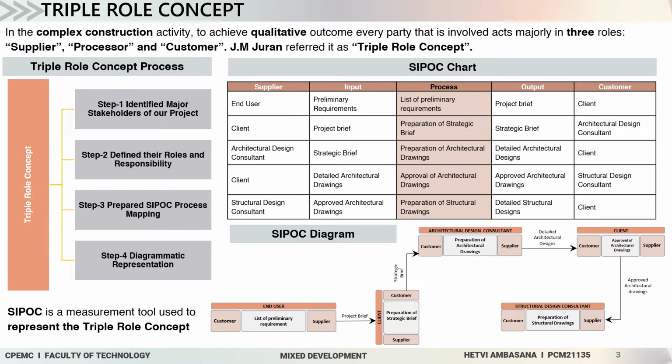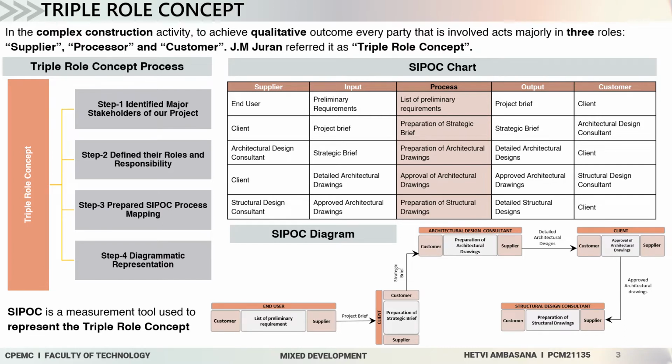As you can see below, the first step in the triple role concept is to identify the major stakeholders involved. Next is to define the roles and responsibilities as a supplier, as a processor, and as a customer. The third step is to prepare the CPOC process mapping, which you can see in the right side table. The last step is to represent it in a CPOC diagram. Now, CPOC is a measurement tool used to represent the triple role concept.